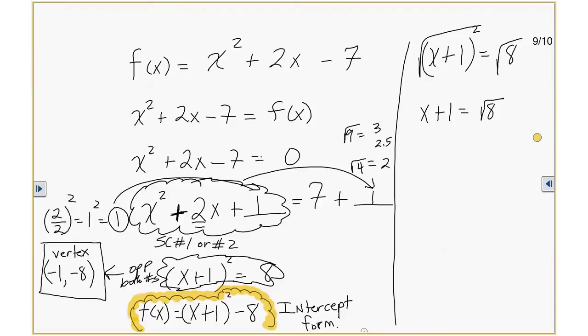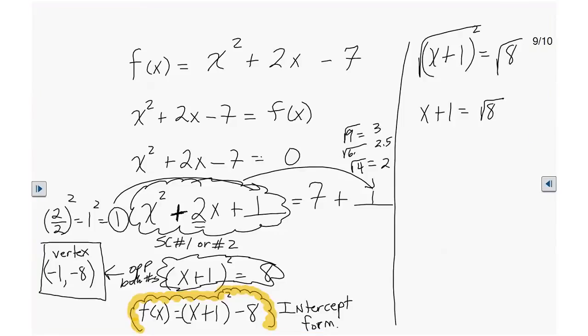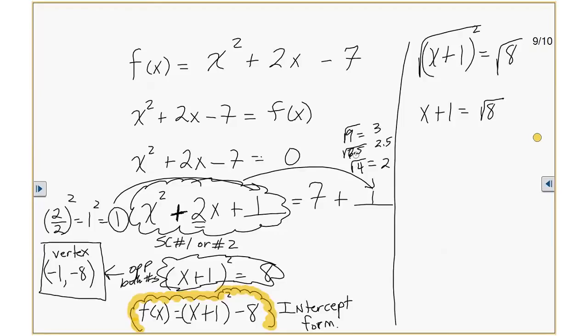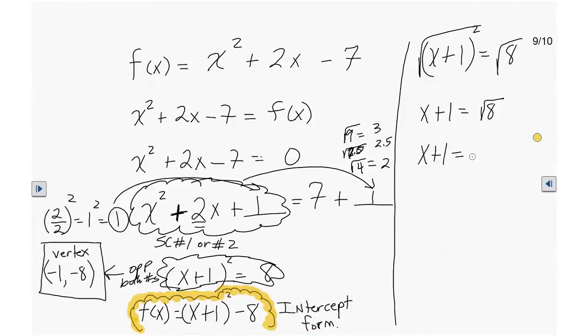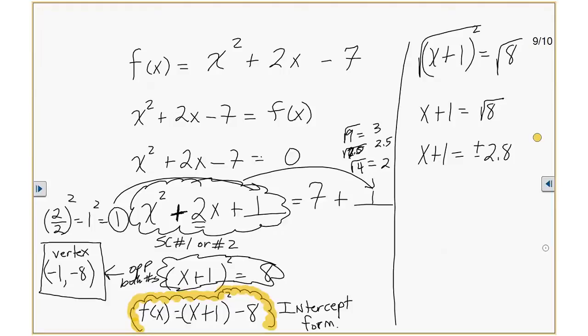4 to 9 is what? 5. Half of 5 is 2.5, so that'd be the square root of 6.5, or 7. Let's go with 7. And what's between 7 and 9? 8. Duh. So 2.75, 2.8. So x plus 1 is equal to positive or negative 2.8. What is the square root of 8? Look in your calculator.